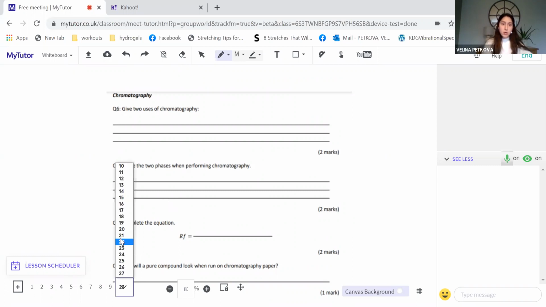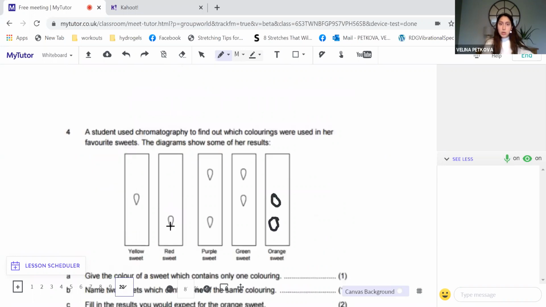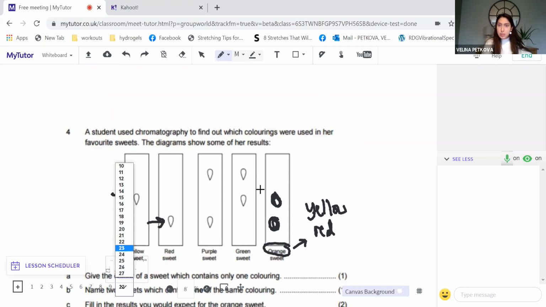Okay, so someone doesn't get the orange question. With the orange sweet, we firstly think, what colors make up orange? We say that orange is made from yellow and red. So therefore, the orange sweet will have yellow colouring in it, and we'll also have red food colouring in it. That's why we draw a dot here, because that is where the red part of our orange sweet is. That's the separation of that. And then up here is our yellow part. Okay. Does that make more sense?